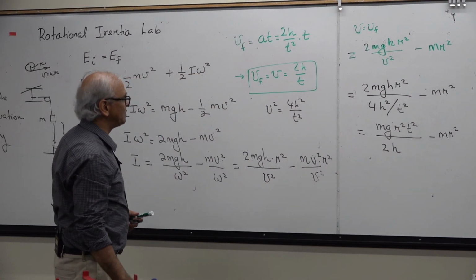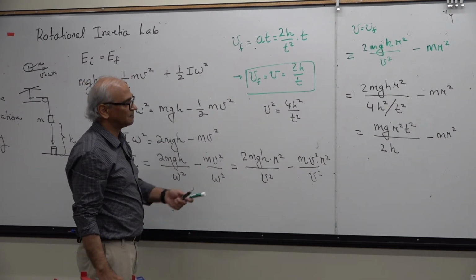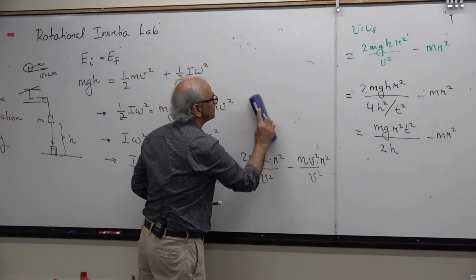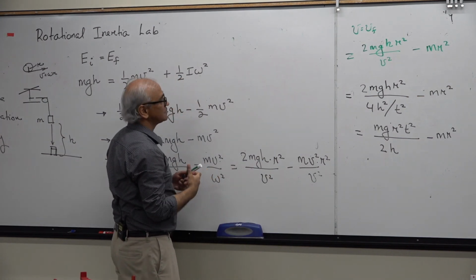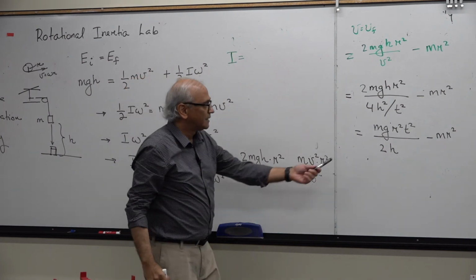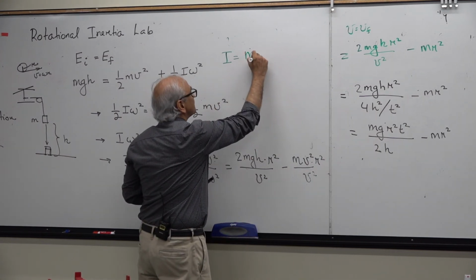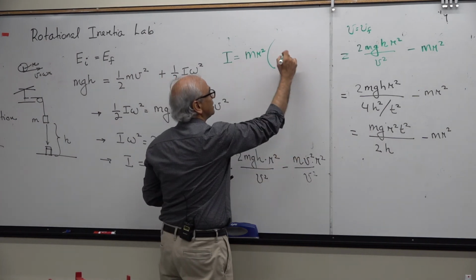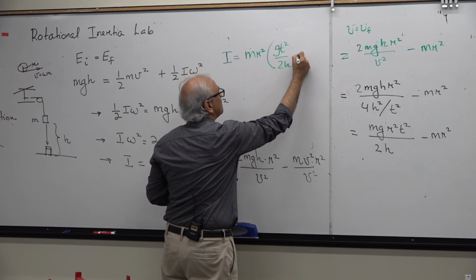So my final answer would be, I would try to write it over here a little bit so that you can see it. So let me erase it one more time over here. My final answer is I equals, remember that's I equals, see that m r square? I take m r square common. And if I take m r square common, I get g t square over 2h minus 1.